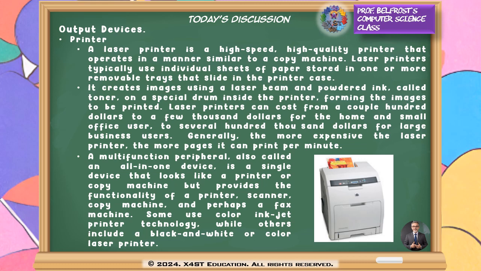Okay, also we have another kind of printer which is called a multifunction peripheral. It is an all-in-one device, a single device that looks like a printer or copy machine but provides the functionality of a printer, scanner, copy machine, and perhaps a fax machine. Okay, some use color inkjet, while others use color laser print.